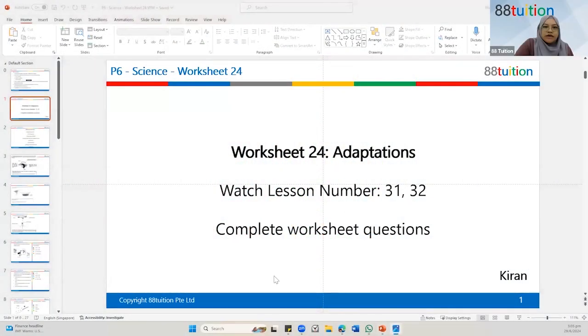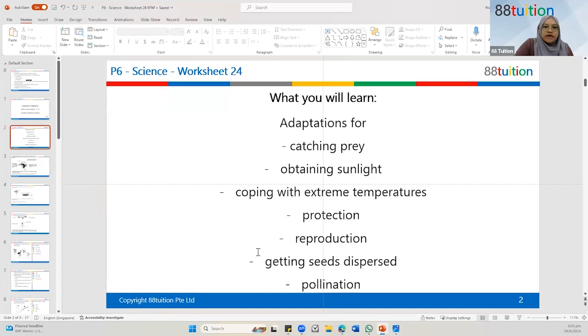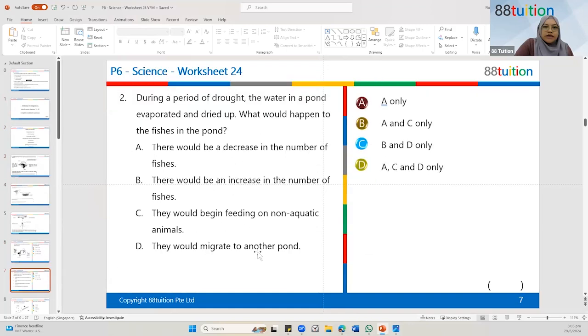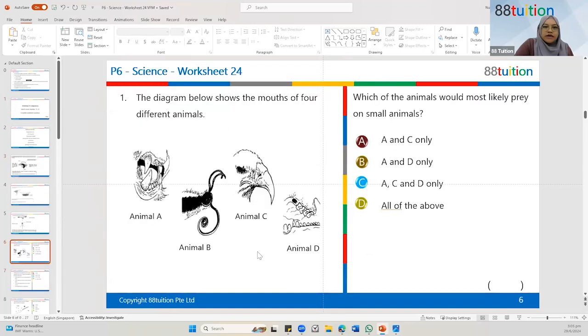Okay, done. Okay, so let's look at our first MCQ. Okay, this one. Okay, let's look at question number one.